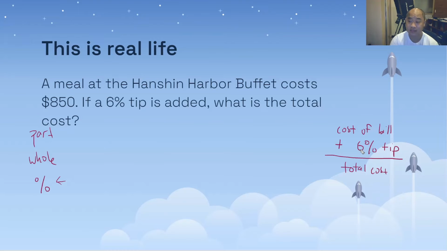Right, so how much is the 6% tip? Well, that is basically the part. So we can do this one of two ways, and I'll show you both ways. So we could take 850. That is our whole, and we can multiply it by 0.6%, and this will give us the part, which is the cost of the tip, basically.